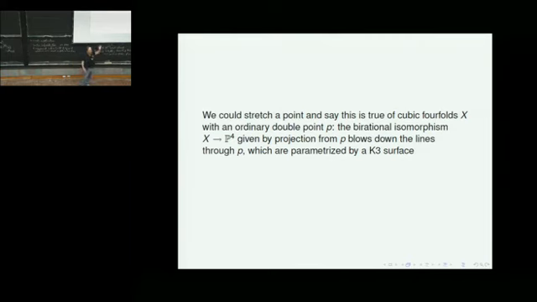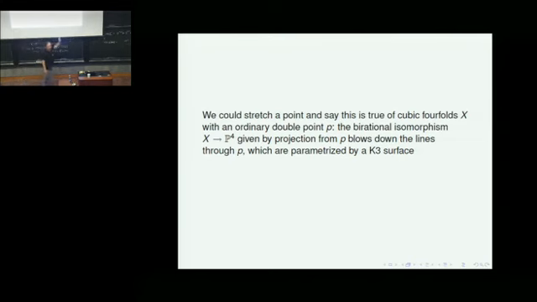Well, again, if you just expand the equation of the cubic fourfold around that double point, you see you only have a quadratic term and a cubic term, no constant or linear term, because it's a singular point. And the locus of lines on the cubic fourfold that pass through that double point is just the intersection of the quadric and the cubic hypersurfaces in P4, which is again a K3 surface.